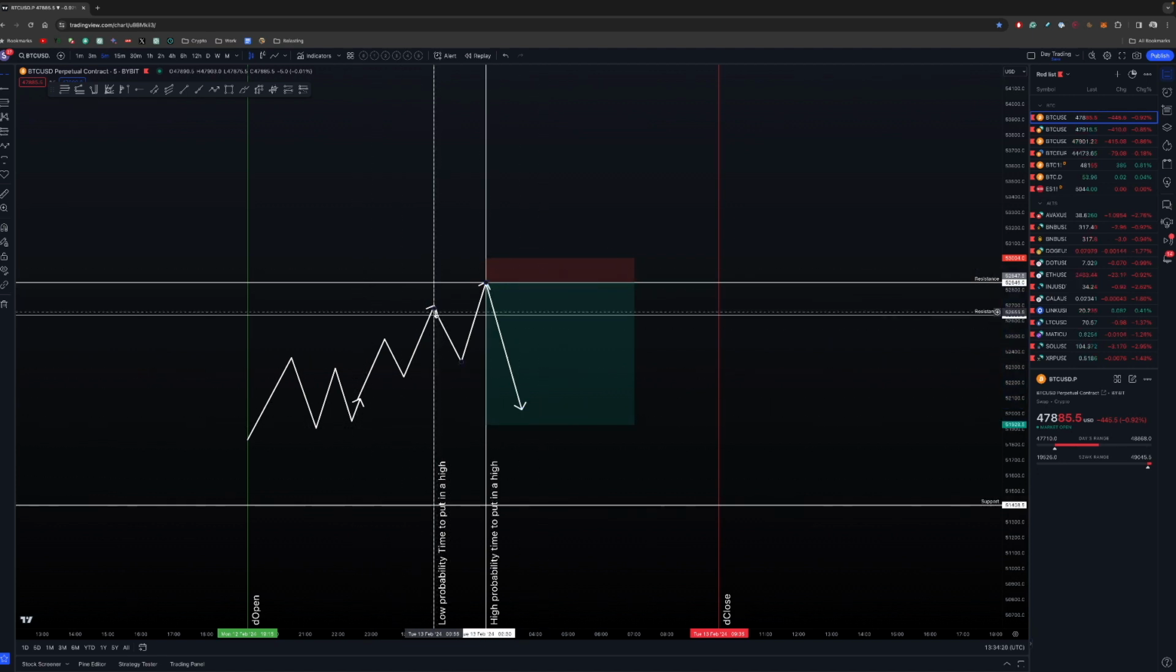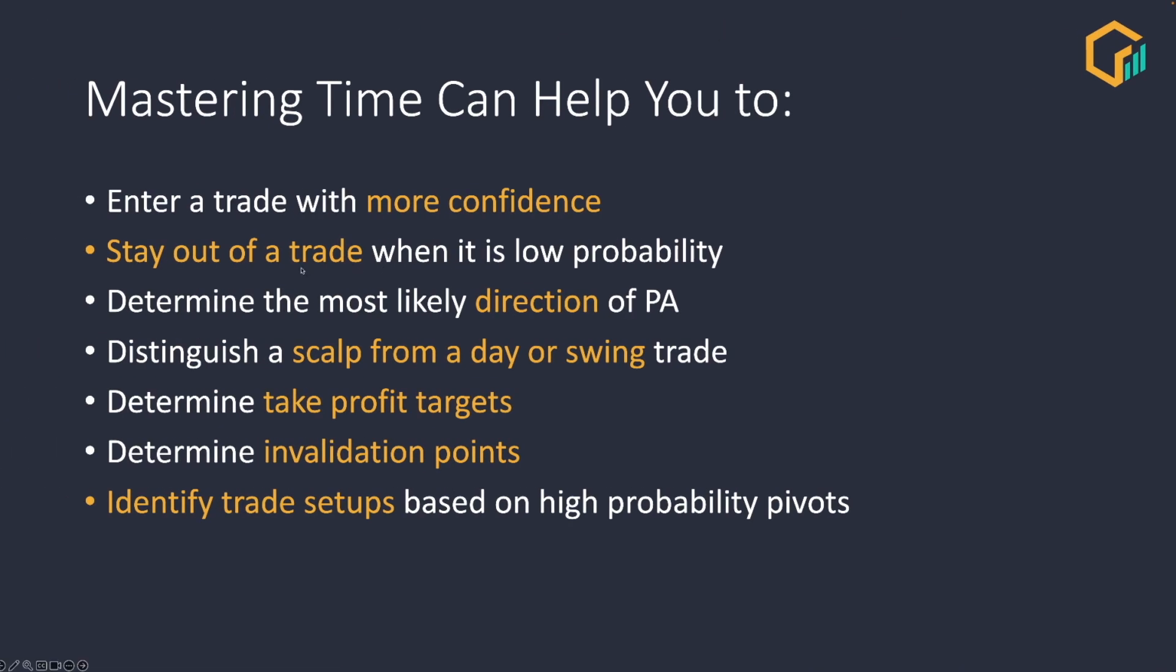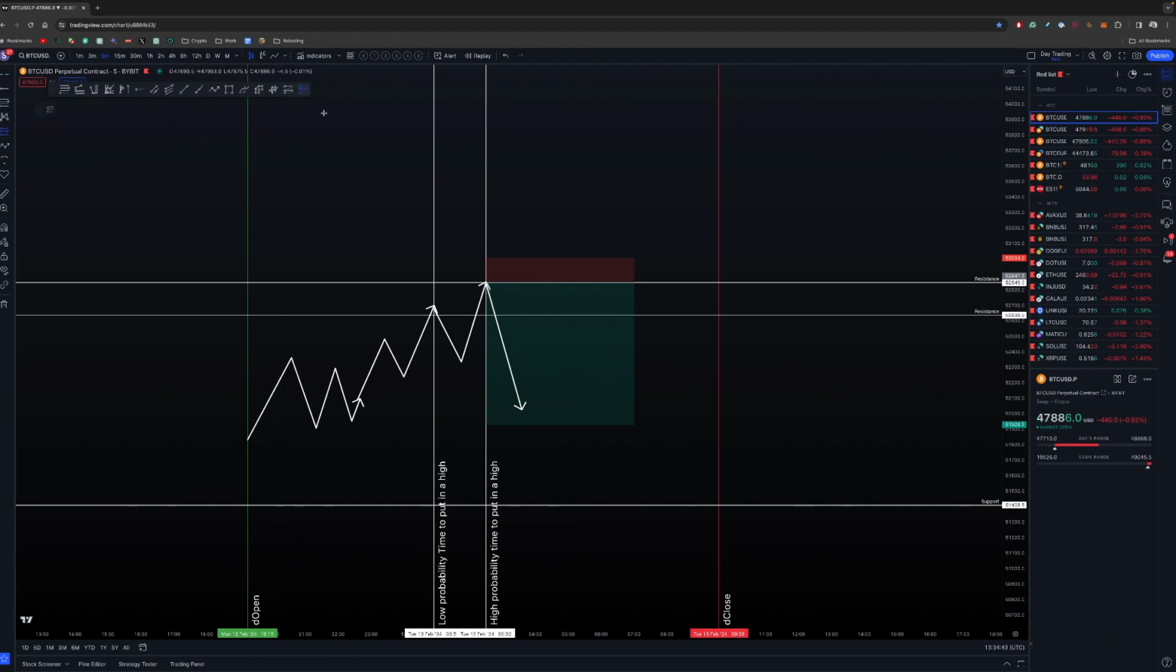But as you can see here, in this case, it helps you stay out of a trade because you have two resistances close to one another. This is an example that really happens a lot in trading. One of them didn't have time as confluence, the other one did have time as confluence. So it allowed you to stay out, which is the second benefit. But another one here is to distinguish a scalp from a day or swing trade. Because you could decide to enter here still. It depends on what kind of trader you are.